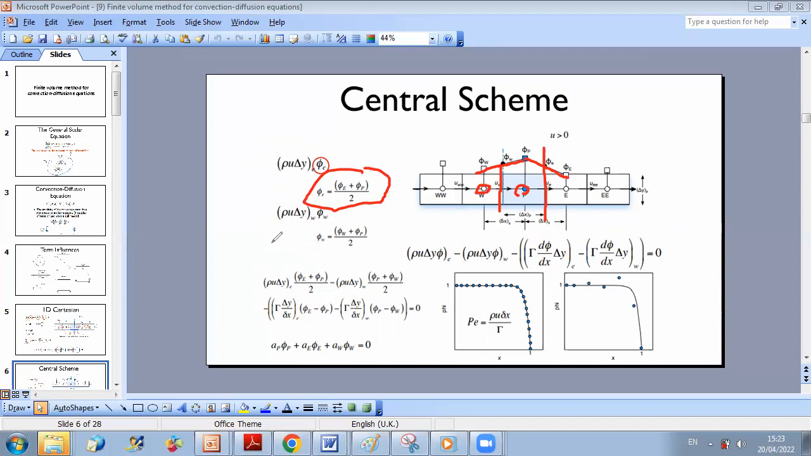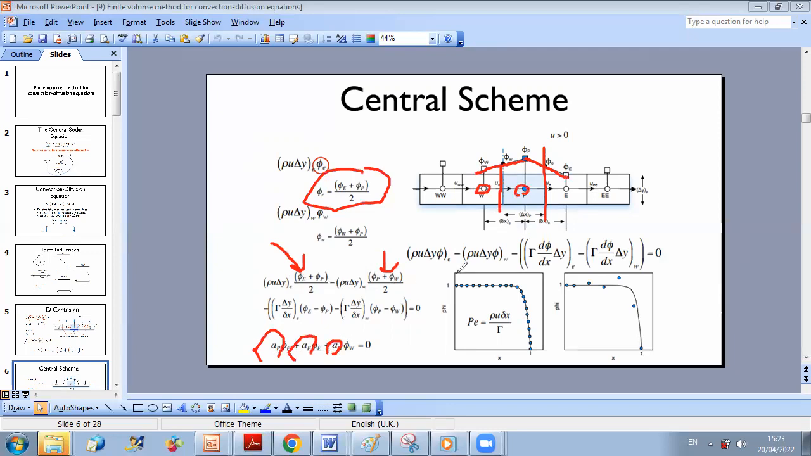we replace into our equation. So if we do this assumption, phi at east will be replaced in the equation we found as phi big E plus phi big P over 2, and phi at west will be replaced by phi P plus phi W over 2. And now we have transformed our equation from a differential equation to a numerical one, and we can calculate then what are the coefficients AP, AE, and AW.